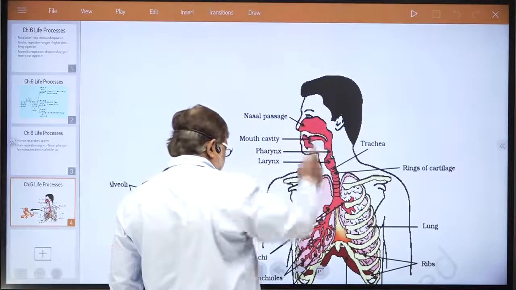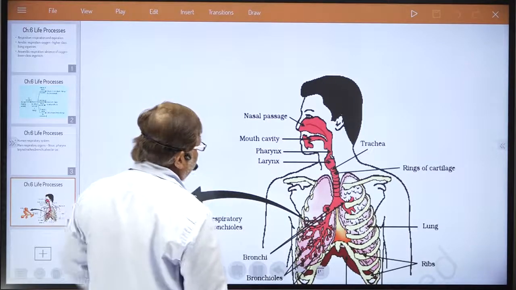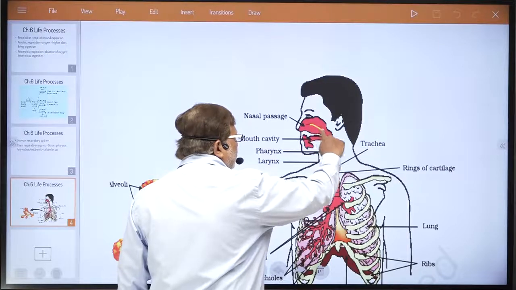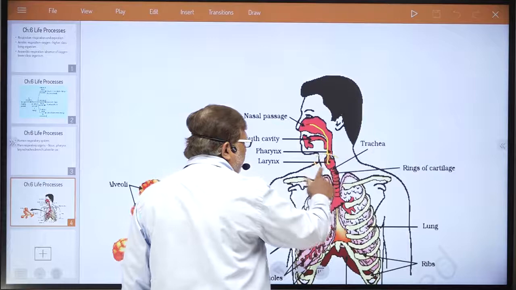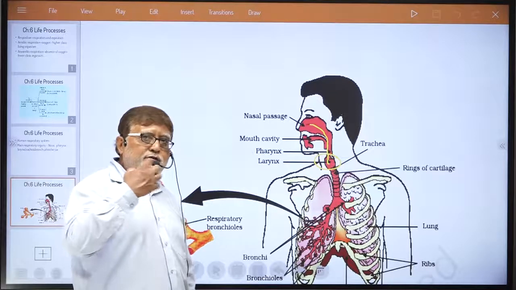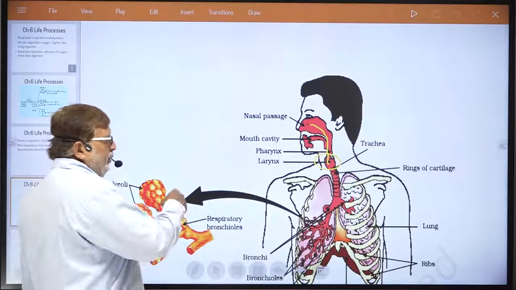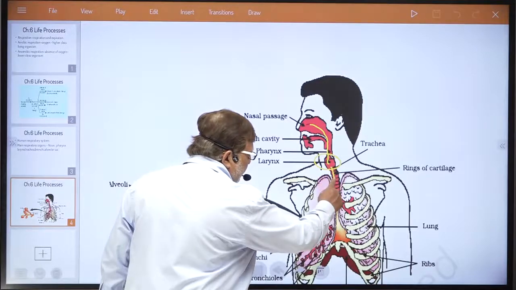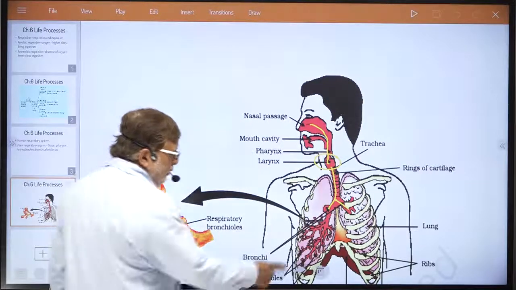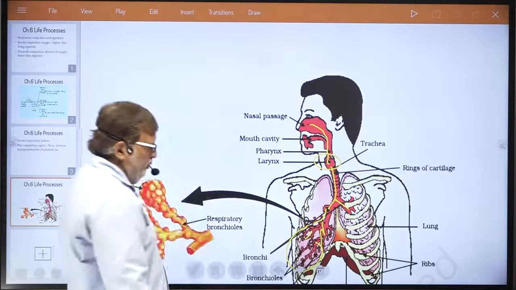This air, dear student, from here travels to our pharynx. Understand, from the pharynx, it goes to our larynx. Larynx, you know, dear student, is also known as the voice box, which creates sound by the flow of air from inside. We have speaking abilities on account of this larynx that you all know very well. Okay, now what happens, dear student? Then it goes to the trachea. This trachea divides into two branches, which we call bronchi. These bronchi divide into small bronchioles, and these bronchioles actually form what you call alveoli.